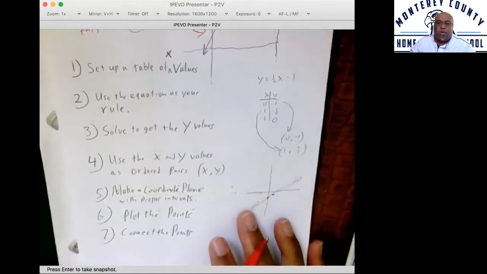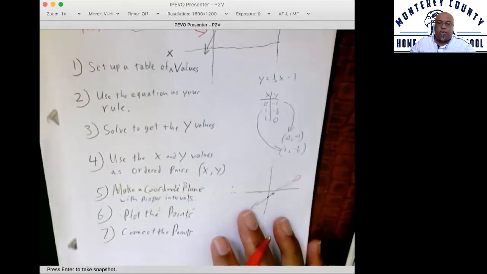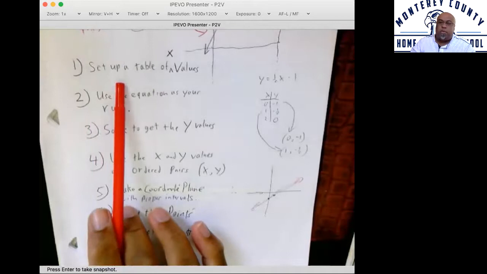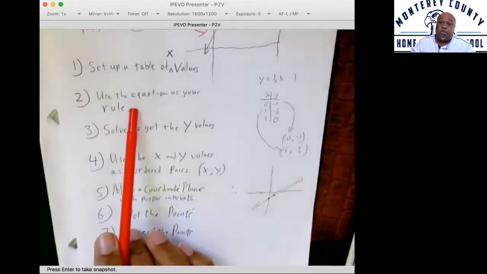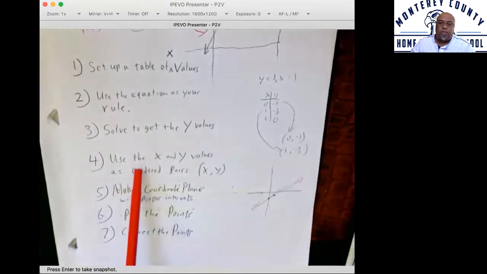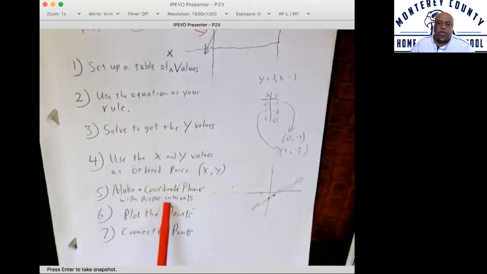I know I went through that quickly. Let me just review the steps, and then we'll go ahead and actually do it. Number 1, set up a table of values. Number 2, use the equation as the rule. Number 3, solve to get the y values. Number 4, use the x and y values as ordered pairs. Number 5, make a coordinate plane. I put a little note here with proper intervals. We'll talk about what that means in just a minute. And step 6 is plot the points, and step 7 is to connect the points.